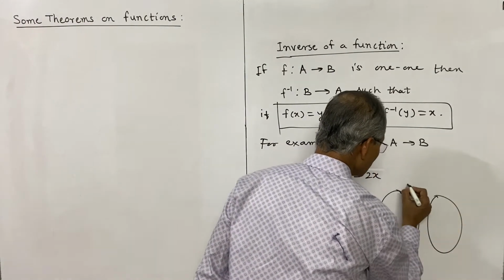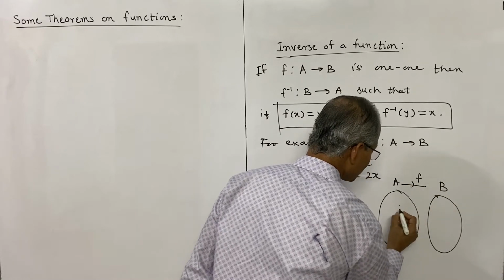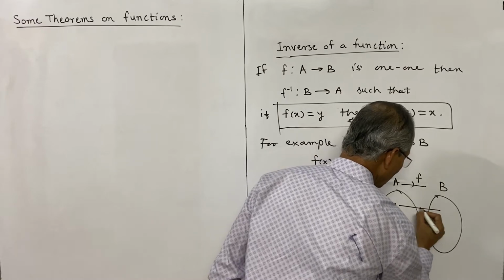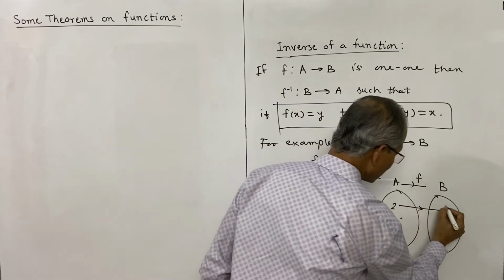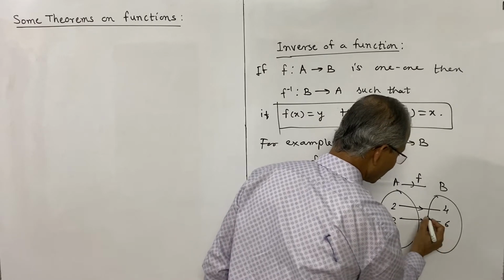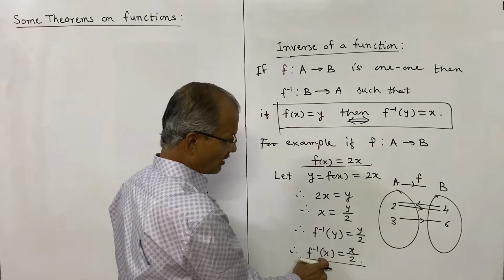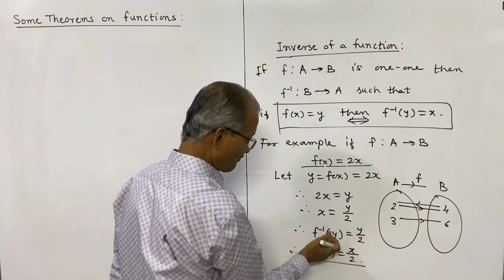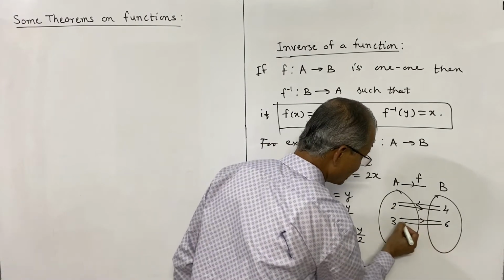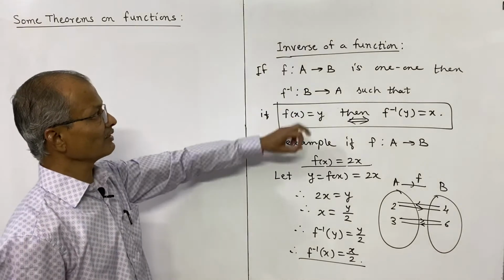See, if this is the function f from A to B, it maps, say, elements 2, 3, etc. The image of 2 will be 4, that is 2 into 2, and the image of 3 will be 2 into 3, that is 6. And the inverse image of this 4 will be 2 by this f inverse of y, which is y by 2, that is 2, and similarly the inverse image of 6 will be 3. So this is the meaning of inverse function.